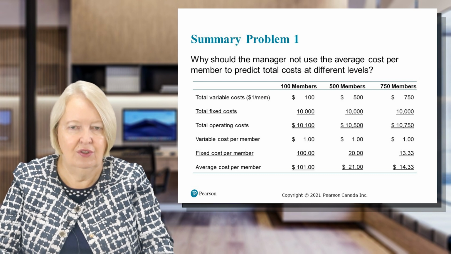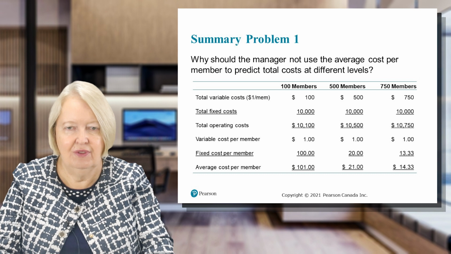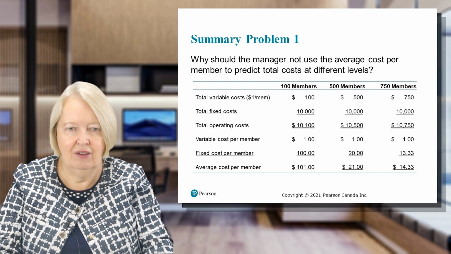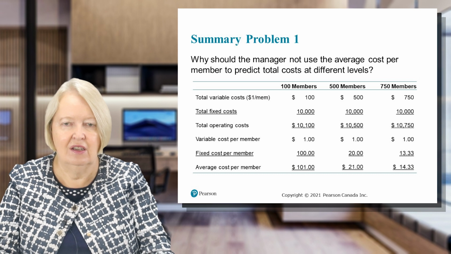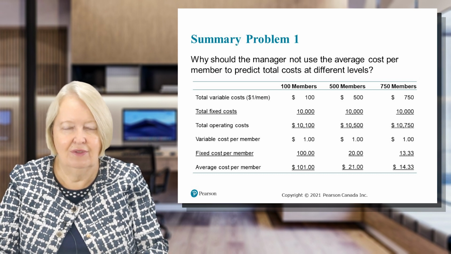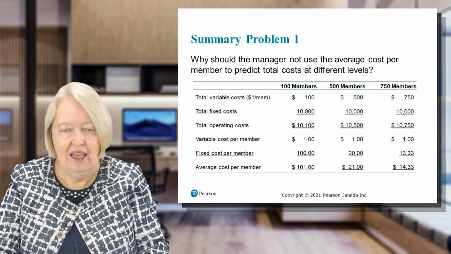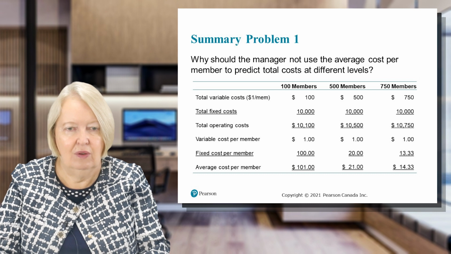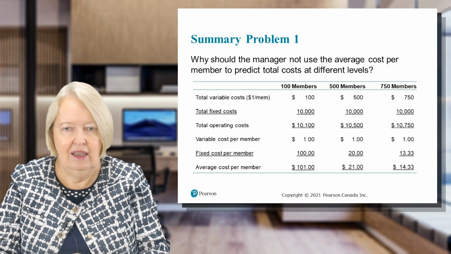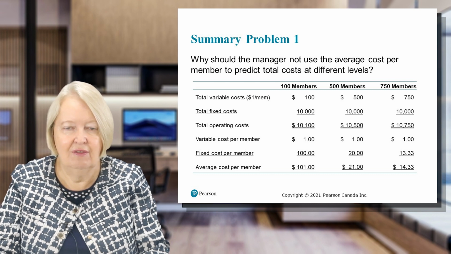So in order to look at this situation, what you're going to do here is you're going to look at your cost at different membership levels. So if you have 100 members, it's $1 per member, so $100 variable cost. Your fixed cost is $10,000, regardless if you have 100 members, 500, or 750 members. So your total operating cost would be, for example, for 100 members, 10,100, and for 750 members, 10,750.